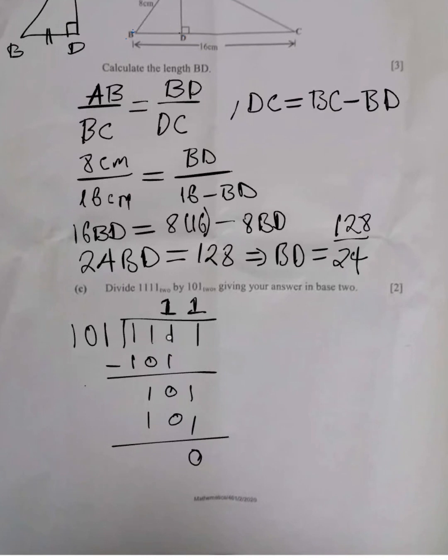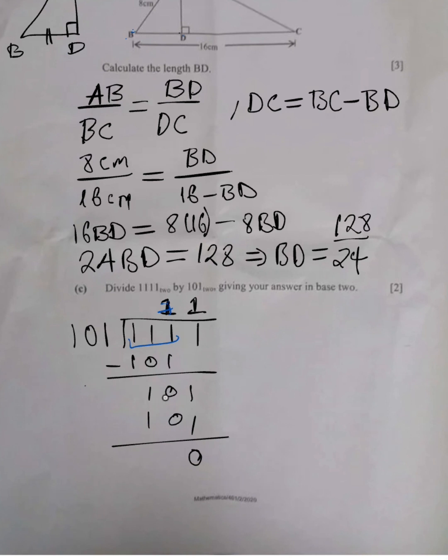So 101 into 111, that is 1. Okay, 1. Then 1 multiplied by 101 is 101. Take the difference. 1 minus 1 is 0. 1 minus 0 is 1. 0 minus 0 is 0. So I don't necessarily need to write that 0.